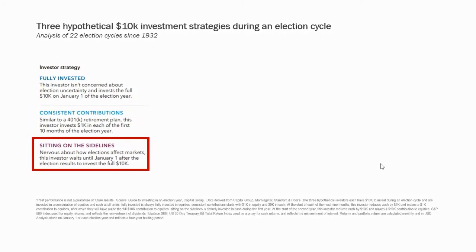And the last option is we're just going to sit this one out, hang out on the sidelines, kind of nervous about what markets are going to do. And so I'm going to wait till January 1 of the following year and then hold on to it for 4 years and put all of my $10,000 in at that time. So let's start with that option.